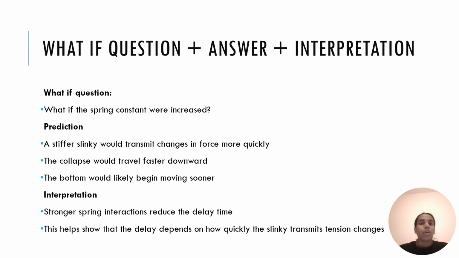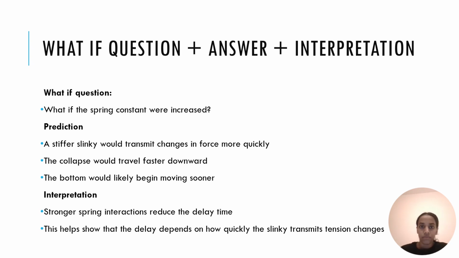In this lab, my what-if question was, what if the spring constant were increased? If the slinky were stiffer, then changes in force would be transmitted more quickly from the top to the bottom. That means the collapse wave would move downwards faster and the bottom would likely begin moving sooner. This interpretation helps explain that the delay is related to how fast the slinky can communicate changes in tension through its structure.